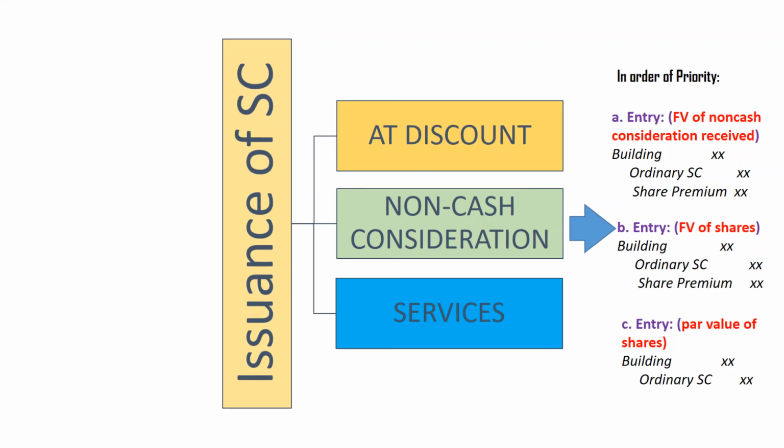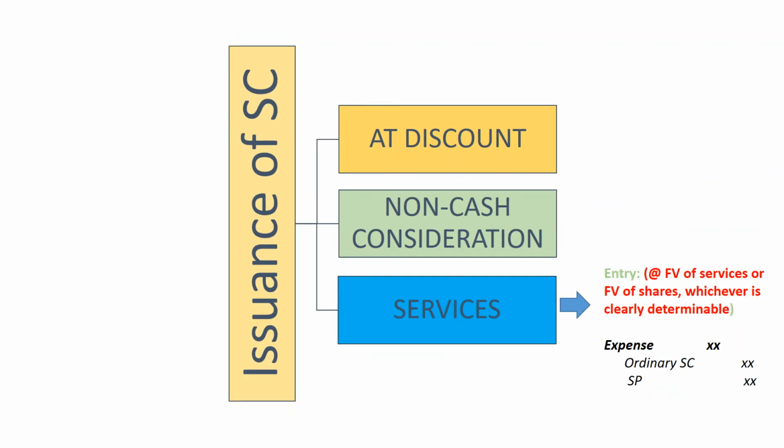In issuance of shares in exchange for services, we record using the fair value of the services or the fair value of the shares, whichever is clearly determinable. The typical journal entry we make in recording the issuance of share capital in exchange for services, we debit the expense account and credit ordinary share capital. In the case that the fair value of the services or the fair value of shares exceeds the par value, we record the excess again with the share premium account.